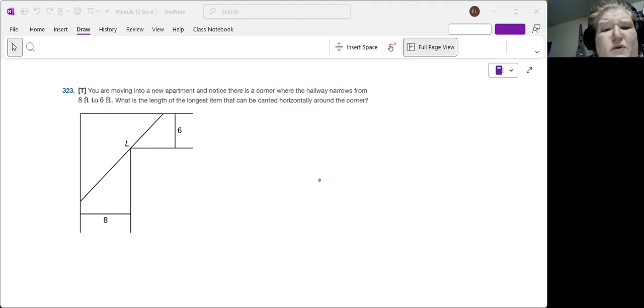So we have, you are moving into a new apartment and notice there's a corner where the hallway narrows from 8 feet to 6 feet. What is the length of the longest item that can be carried horizontally around the corner? Okay. So when they say carried horizontally, what they mean is you can't do like top right to bottom left. It has to be level. You can't cant the angle to try to get a little more wiggle room.